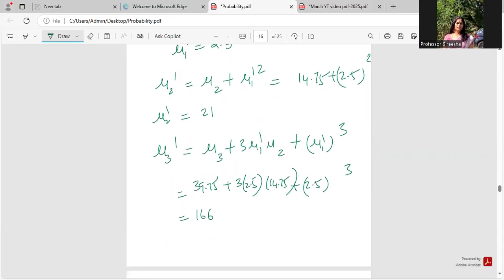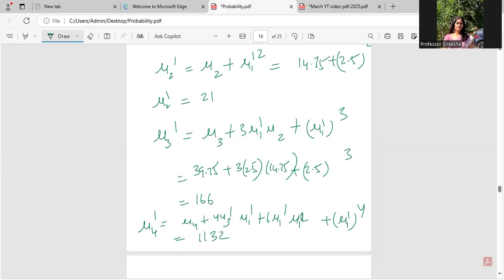Similarly, I'll use the arbitrary point formula to calculate mu4 prime as well, the fourth moment. That is mu4 plus 4 mu3 prime mu1 prime, plus 6 mu2 prime mu1 prime squared, plus mu1 prime whole power 4. This value I'll calculate, and it turns out to be 1132. Okay?